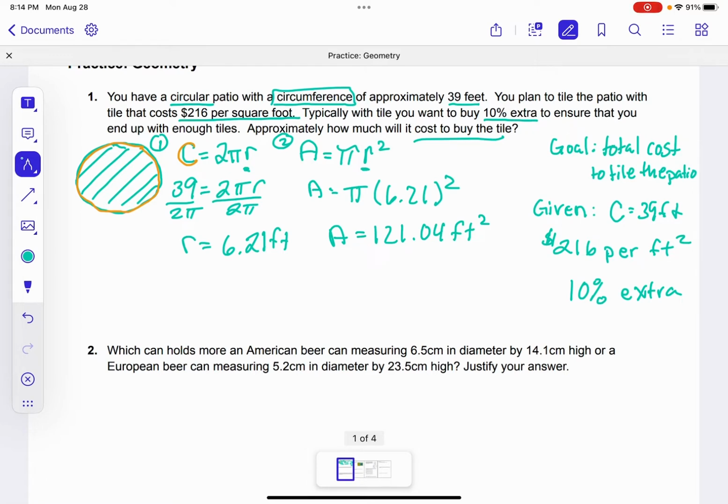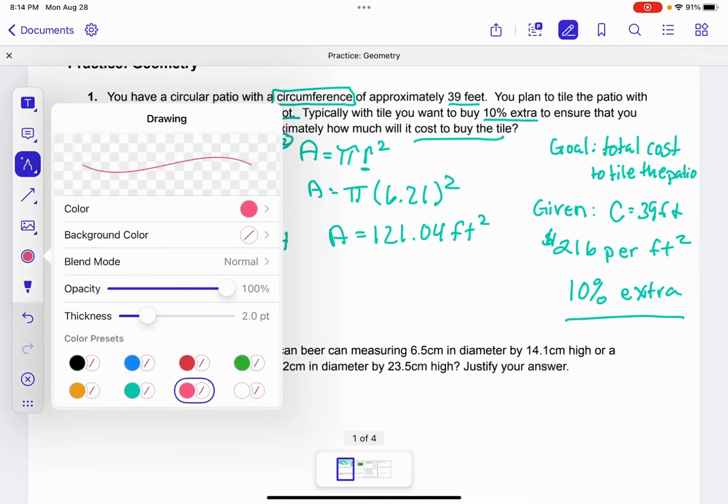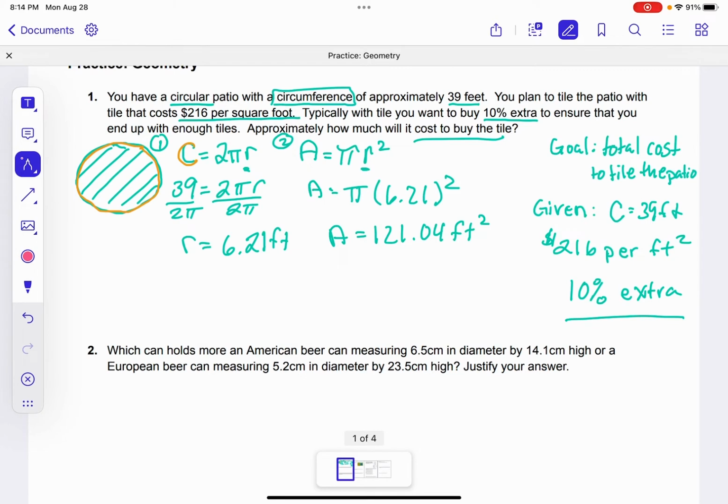All right, so we're told we want 10% of extra tile. And I need to figure out that extra tile amount before I do the cost. Now, the key when you're dealing with percents like this, and I'm going to change colors here just to keep track of what I'm doing, is you actually want 100% plus the 10%. So I'm looking for 110% of the area that I have right here.